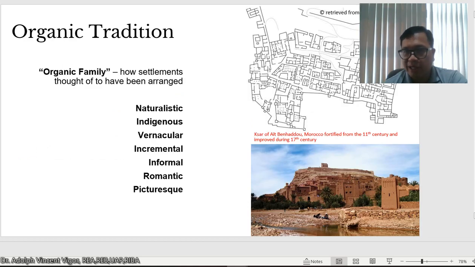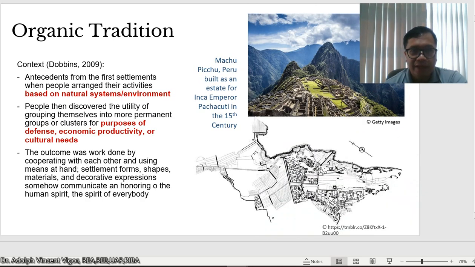Then if you look at the organic tradition, the organic family, this is how settlements were thought to have been arranged. When you think about organic, it means that it just grows organically on the site, or it follows an organic shape or pattern, like the images I've shown you before. So it's naturalistic, indigenous, vernacular, incremental, informal, romantic, and picturesque. A good example here is Machu Picchu in Peru, which was built as an estate for Inca Emperor Pachacuti in the 15th century.